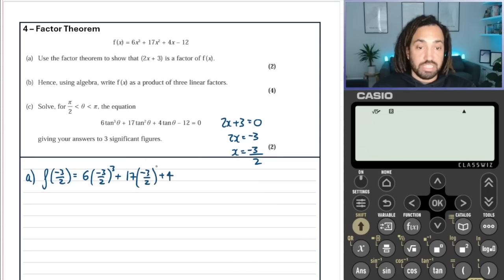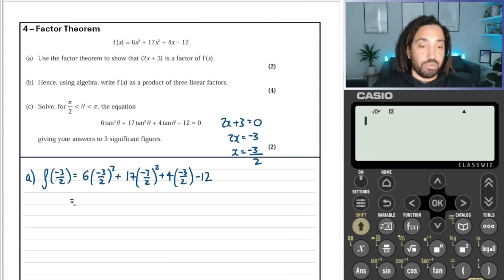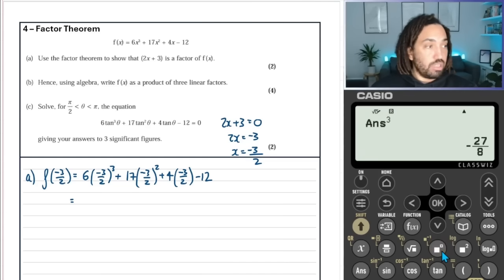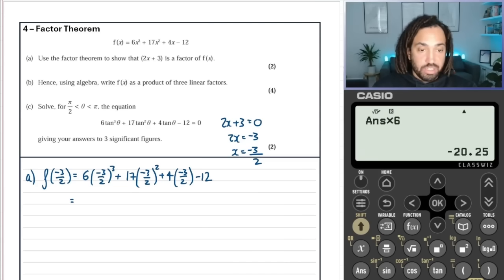Okay, so that needs to be squared. Okay, and then we get this, and then we get this. Now, I'd also want to do some evaluating here. I wouldn't want to go just straight to the answer of 0. So I'll do minus 1.5, and then I will cube it and times it by 6. Okay, so that gives me minus 20.25 for the first term.